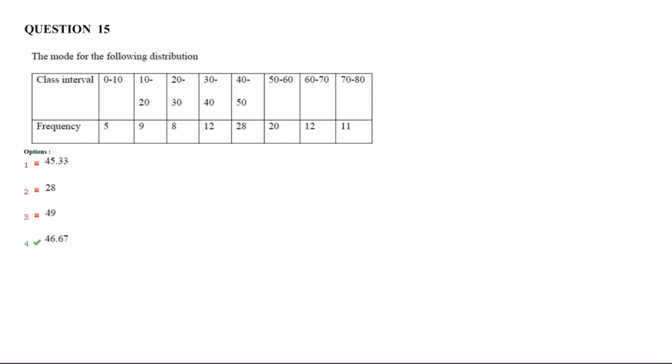For the given grouped data, the highest frequency is 28. Now it is L. So L is the lower limit of the class containing the mode. 28 is the modal frequency. The lower limit of 40 to 50 is 40. Here lower limit is 40.